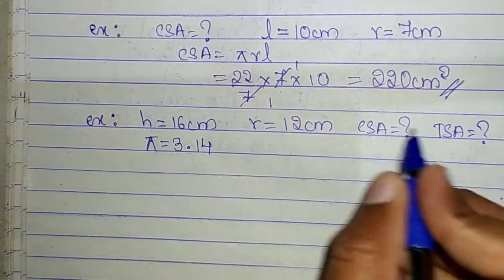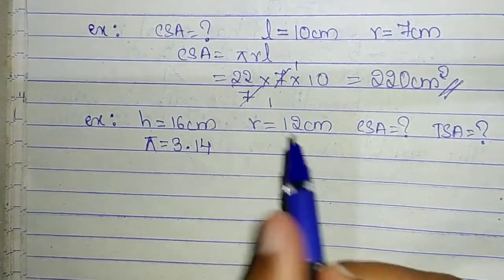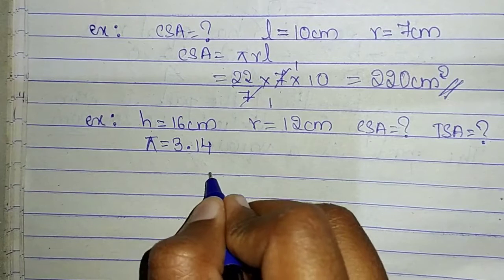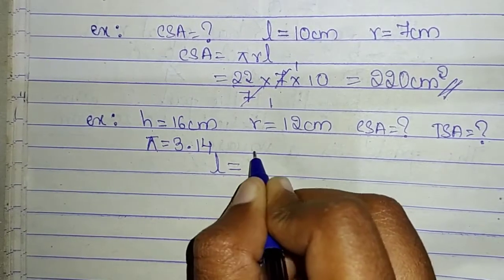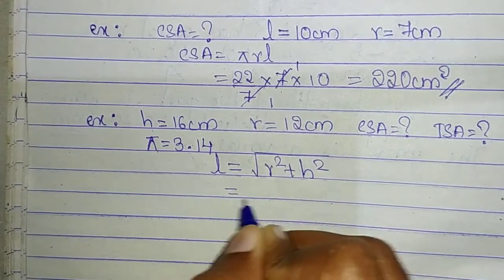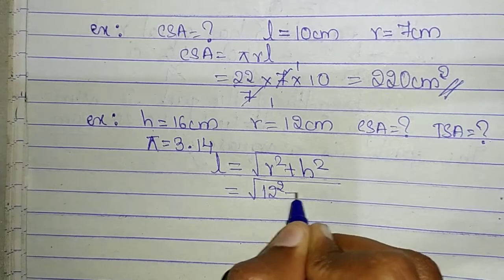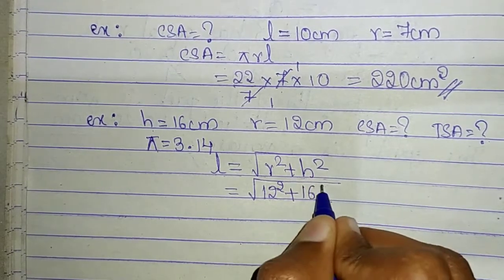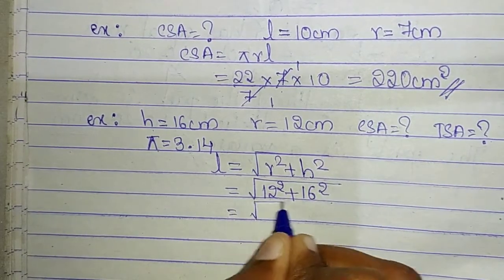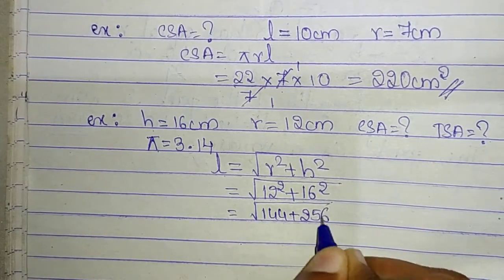So we now have all of the given. Now we don't know slant height. To calculate the curved surface area or total surface area, we need slant height. So first let us find the slant height. We know l is equal to under root r square plus h square, which is equal to under root r is 12 square plus h is 16 square, which is equal to under root 144 plus 256.